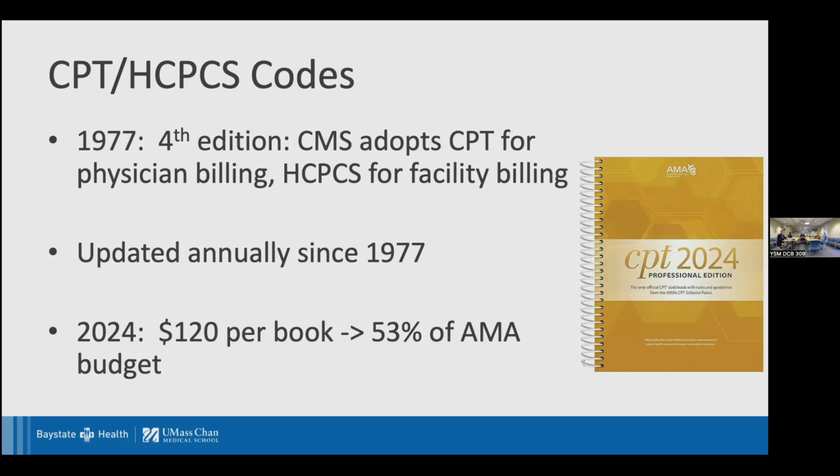There's a lot of money in this, and not only for you and not only for the government, but it turns out for the AMA. In 2024, the CPT, which is about 700 pages, sold for $120. And sales of the CPT manual actually accounted for 53% of the AMA's budget. So thank you from the AMA for buying it.